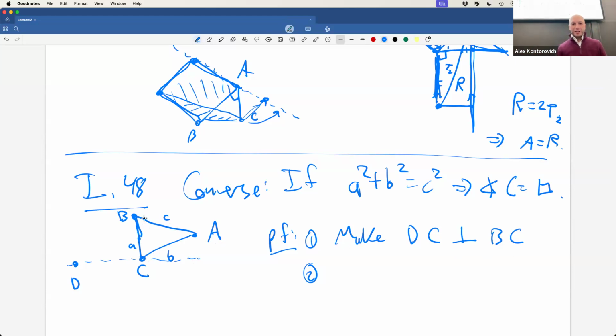So step 1 is drop a perpendicular to BC. So this is now a right angle. Step 2 is let's mark a point E at the same distance from C as A. Yes, Alexandra.